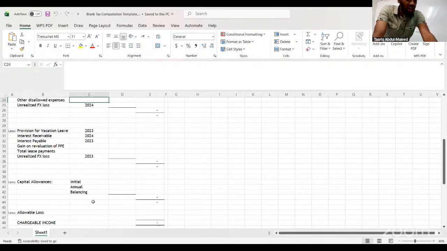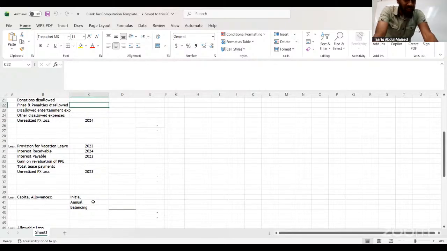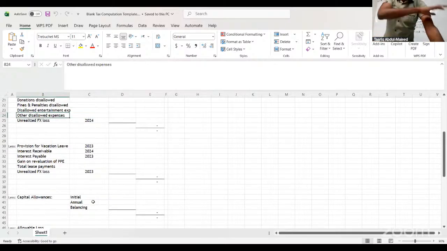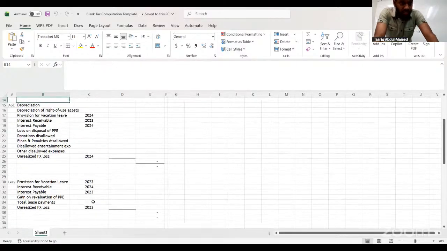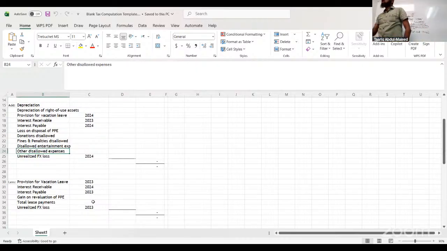So how about a general disallowed expense, entertainment expense, other disallowed expense, which probably everything else can drop into. At least you will know how to deal with those items. Even though I didn't put the years beside those ones, you would understand those have to be current year. So the loss on disposal, the donation disallowed, the fines and penalty, the disallowed entertainment, the other disallowed expense, those would all be current year as well.